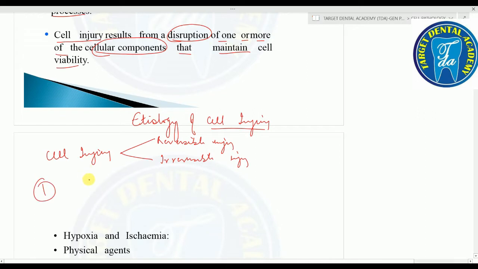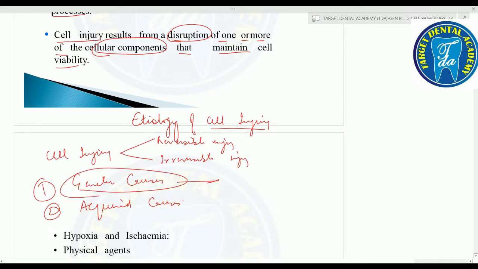Number one cause is the genetic cause. Second is the acquired cause. Acquired causes. So guys, genetic causes, we are going to study in a separate lecture. So here we are going to discuss all the acquired causes.